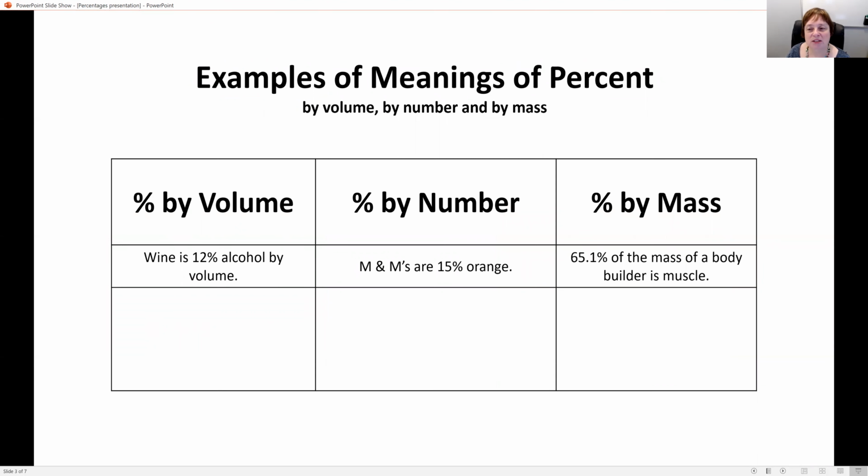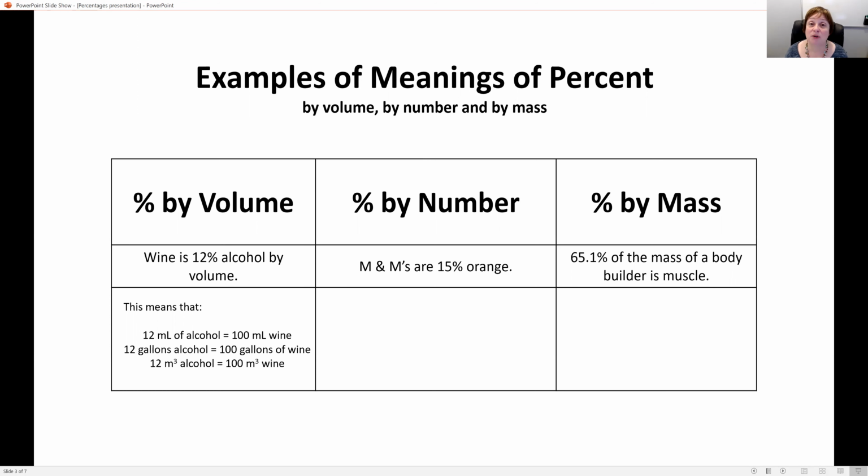So that's us calculating with percent. But let's look at what it means. Suppose we know the percent, and then we're going to be trying to recognize that as a relationship of some kind. So let's look at different ways we have percents, either by volume, by number, or by mass. So we'll start with the percent by volume. Wine is 12% alcohol by volume. This means that there are 12 parts of alcohol for every 100 parts of wine, and the units of those parts in the whole are going to be volume units.